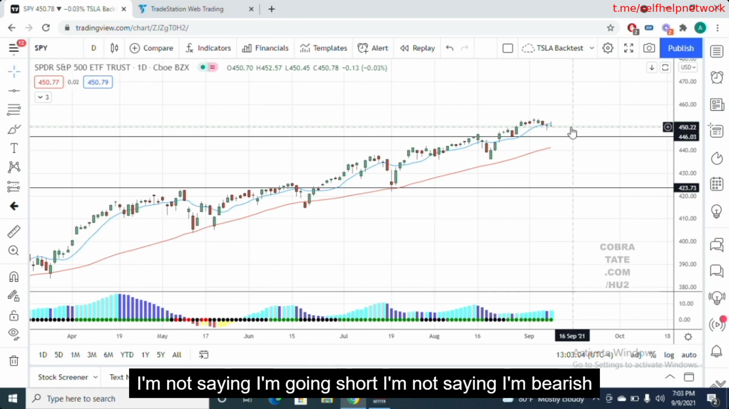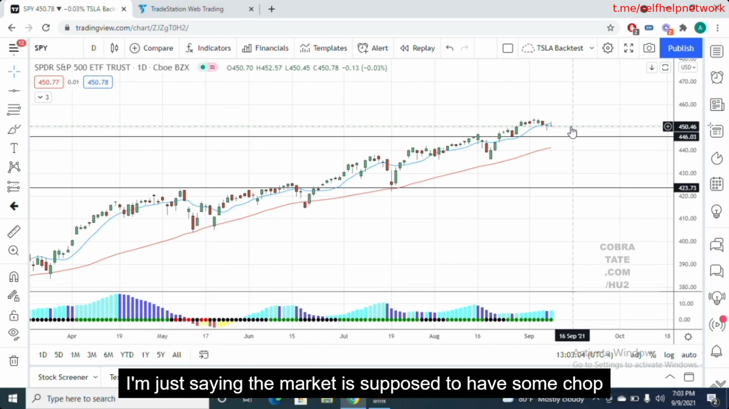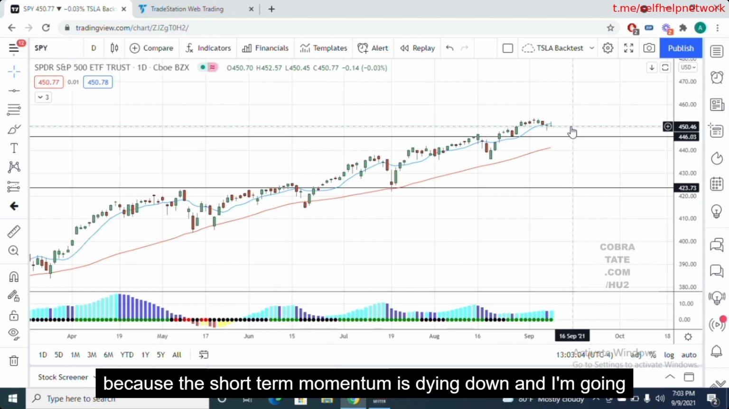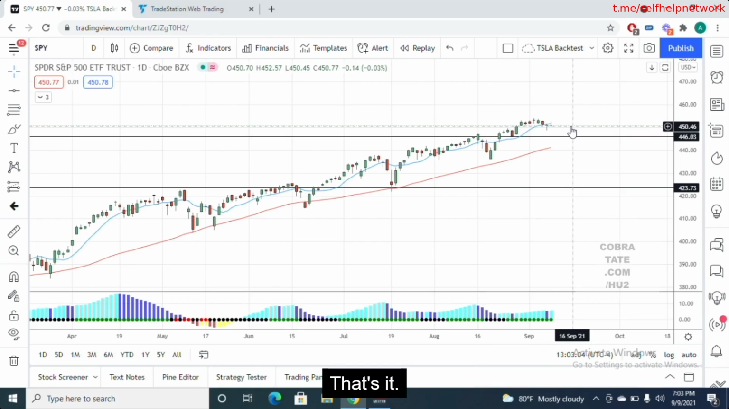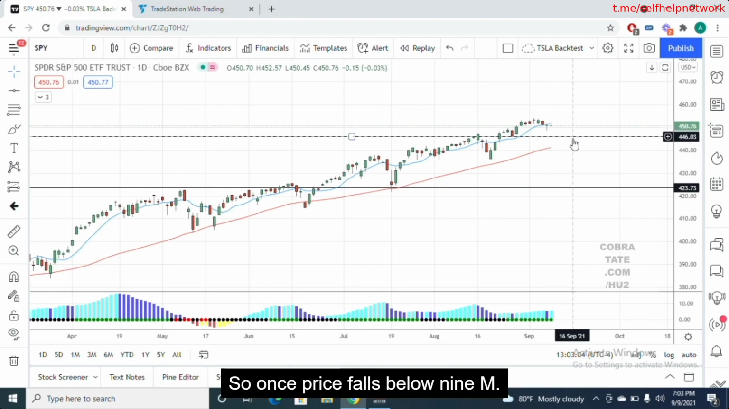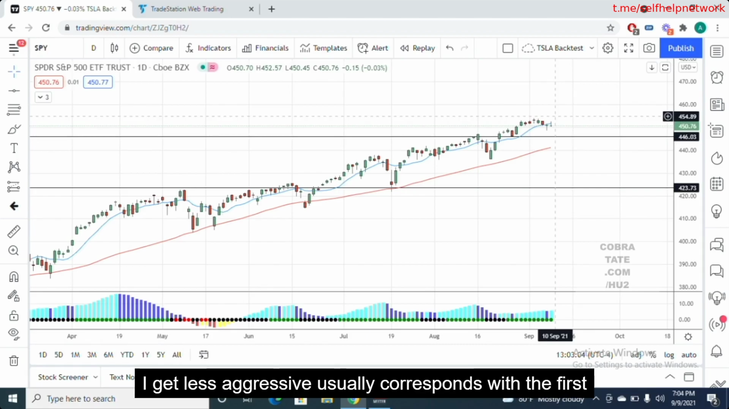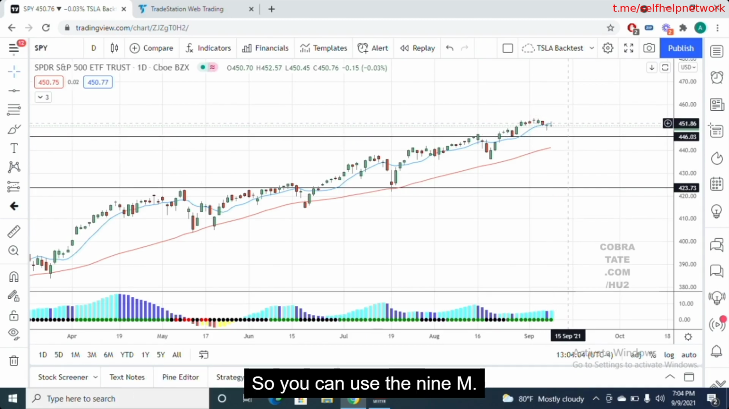I'm not saying I'm going short. I'm not saying I'm bearish on the market. I'm just saying the market is supposed to have some chop because the short-term momentum is dying down, and I'm going into defensive mode. That's it. So once price falls below the 9 MA, I get less aggressive. Usually it corresponds with the first zone as well, so you can use the 9 MA as a proxy for it.